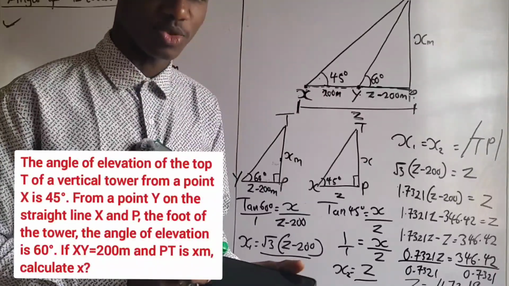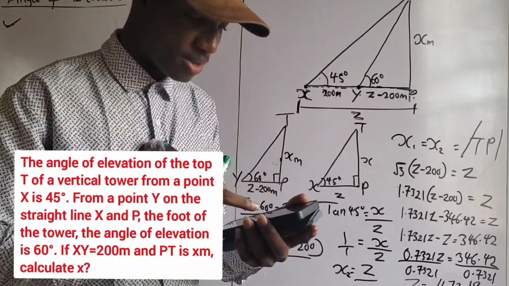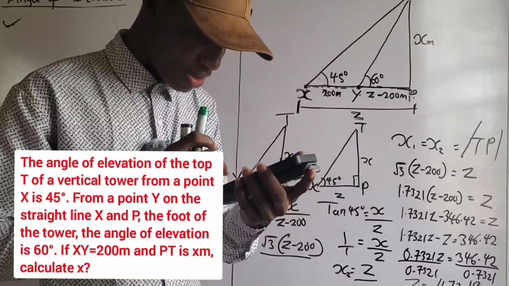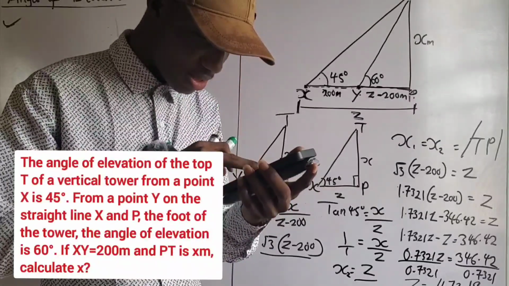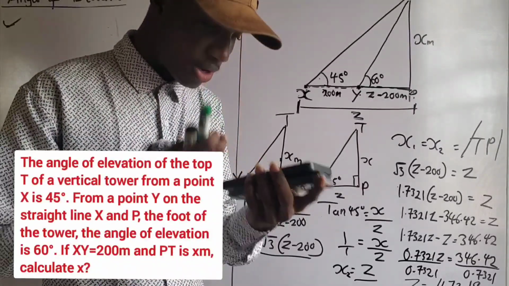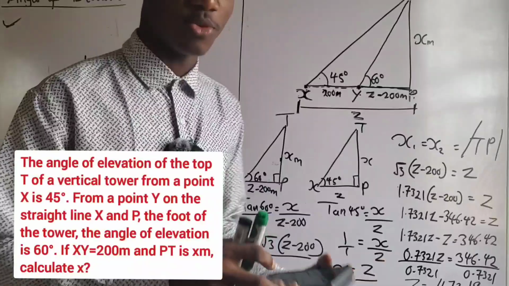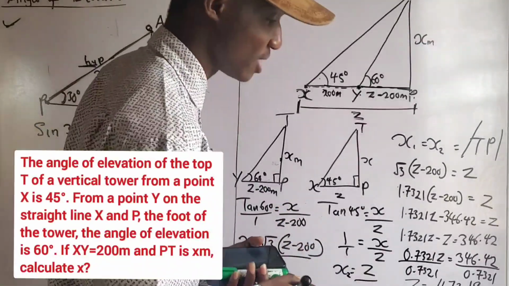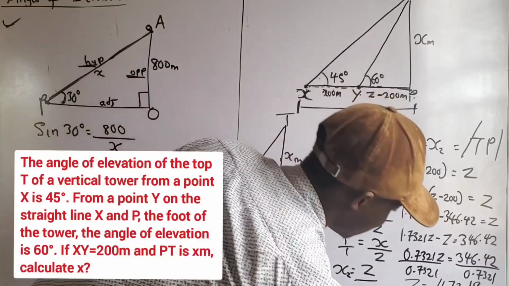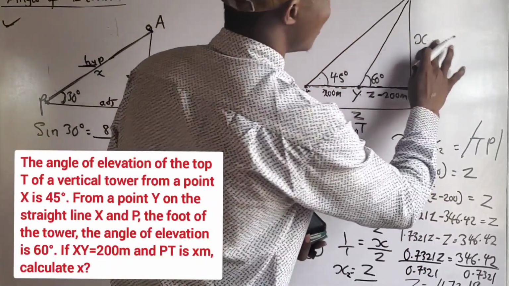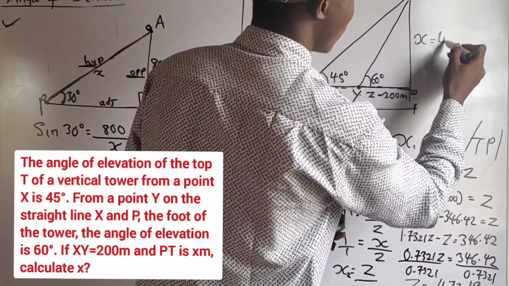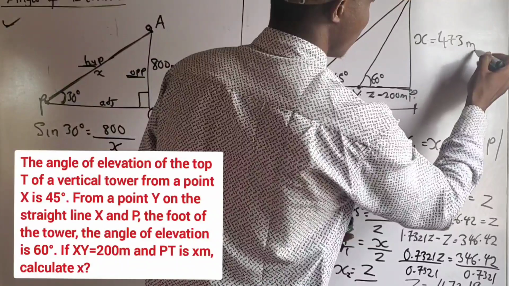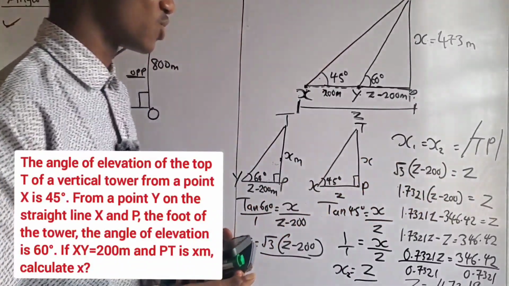If you are not asked to approximate to any decimal place, you can leave your answer like this. And if you want to put it in a whole number, I mean, to the nearest meter, just put it 473 meter. Z, I mean, x, sorry, we are looking for the value of x. X equals to 473 meter. Okay. So that is the solution to that question.